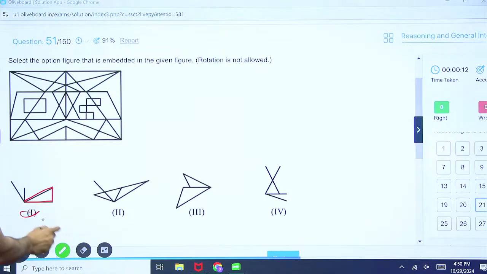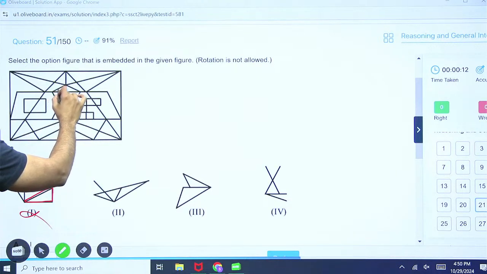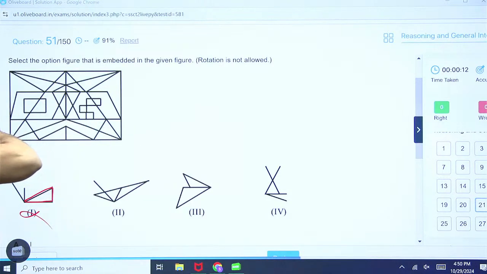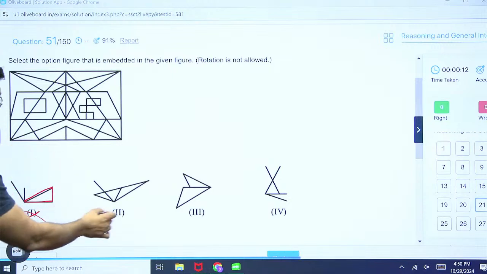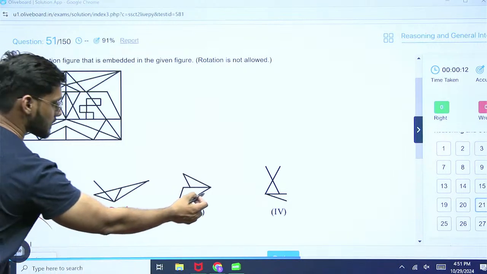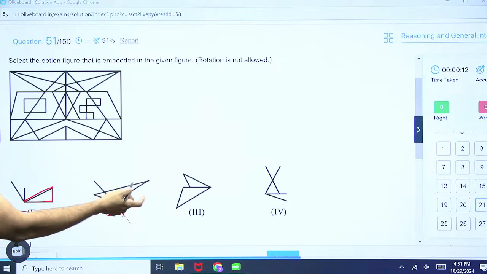No, the first one is not embedded. Second one, like this. Do we have any triangle like this? No, this is tilted actually, and we need to connect it in a straight line. The second is also not embedded. Okay. What can we say about the third one? Do we have any diagonal like this? We are not having any diagonal like this.